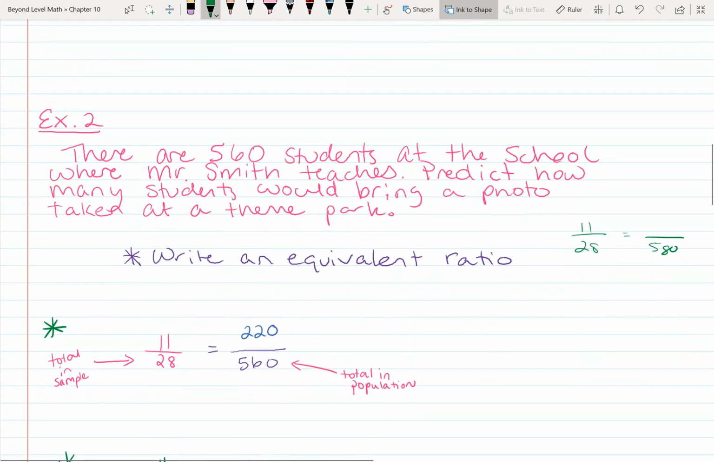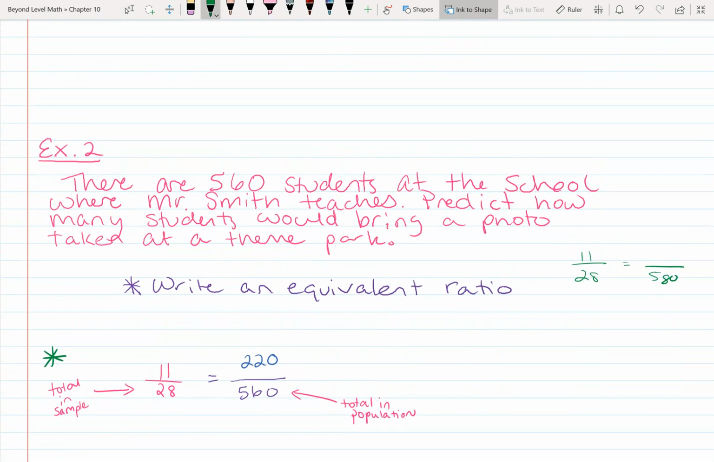Now we can look at this. Here we go. And see, okay, well, 28 to 560. We can probably make that an equivalent ratio, right? So I could say, okay, well, 560 divided by 28, that gives me 20. So I can multiply 11 by 20 to get the numerator. 11 times 20, we get 220.